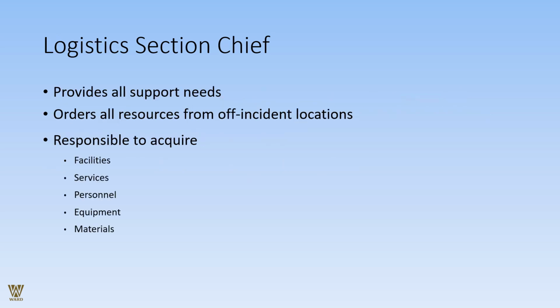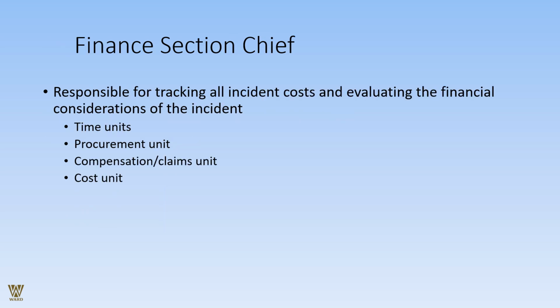The logistics section chief gives us the necessary support, the necessary material resources from other places, other incidents, where they have the least possible impact or no impact at all. They ensure those resources are utilized optimally so that we all achieve our end objective. So what are they looking into? They are looking to provide the facilities, the services, the personnel, the equipment, and the material.